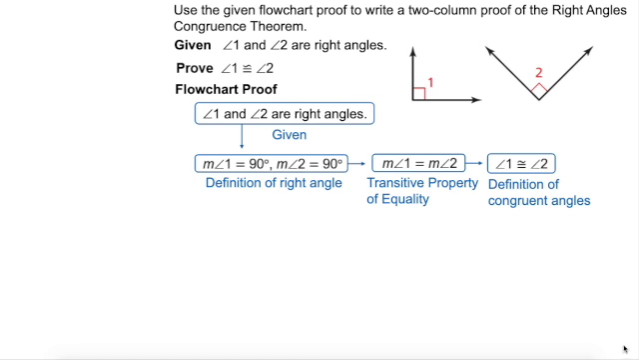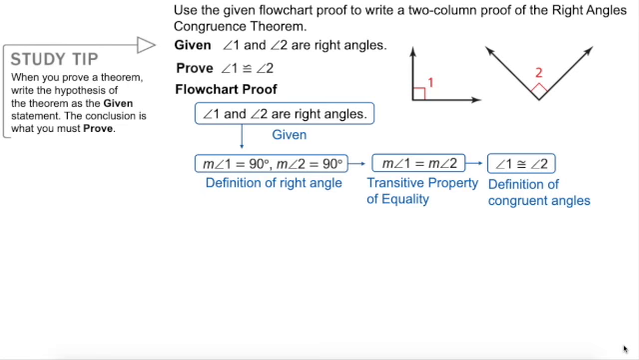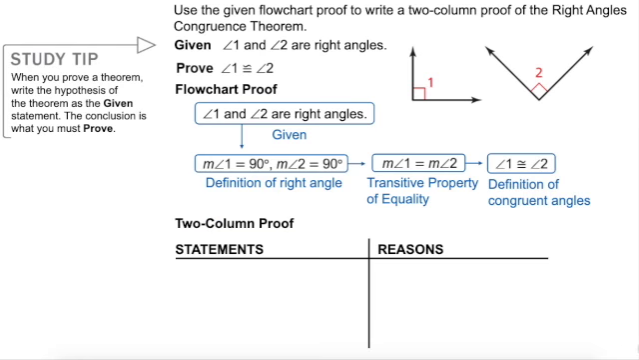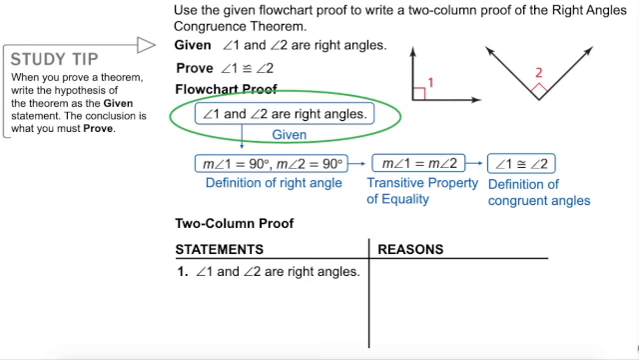I want to show you how that looks first in a two-column proof. So we're going to translate the flowchart you see into two columns and talk about the reasons and why they work, okay? So we are given by the problem that angle 1 and 2 are right angles. That's what it says. When we know that symbol, we know what it means. So in our proof, our first step is always going to be to record that given information.